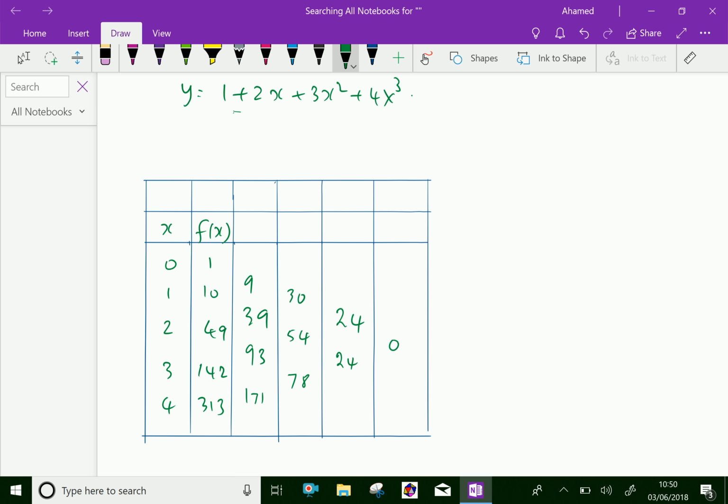So columns 1, 2, 3, 4, 5, then column 6 becomes 0. This is the finite difference table for the function y equals 1 plus 2x plus 3x square plus 4x cube.